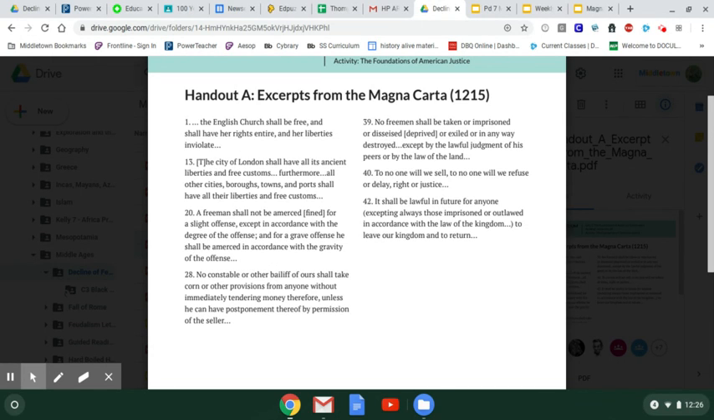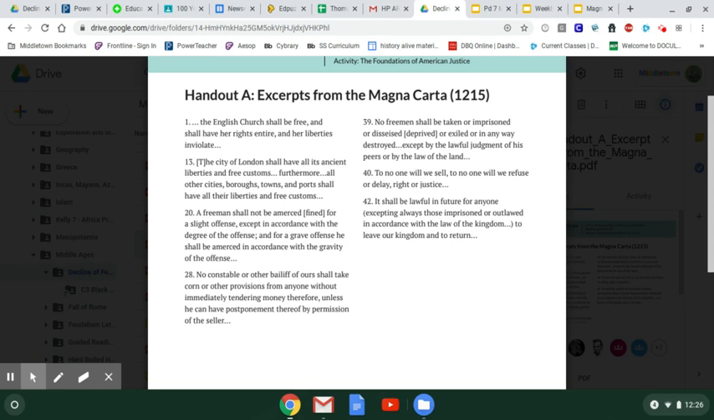And for grave offenses, meaning really big offenses, he shall be fined in accordance with the gravity of the offense. No constable, a constable is a fancy word for a police officer, or other bailiff, which is just like an officer of the law, of ours shall take corn or other provisions from anyone without immediate tendering money thereof, unless he can have postponement thereof by permission of the seller.